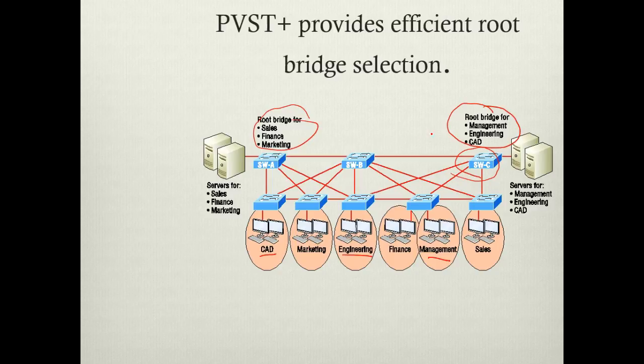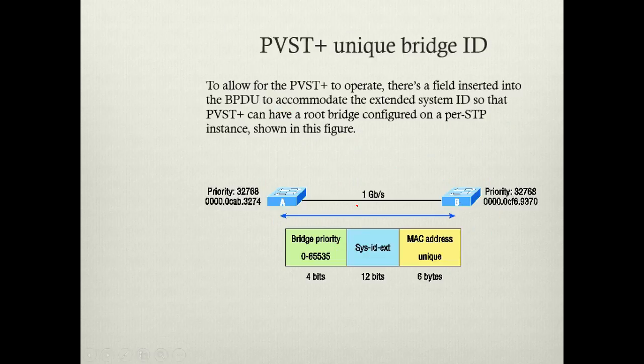Again, we can manage these by changing the priority in the spanning tree system. With per-VLAN, this is what the BPDU is going to look like. Remember, we had 2 bytes on this, and 6 bytes for the MAC. 2 bytes is 16 bits, right? So here we have 16 bits for the bridge priority. The system ID extension is actually going to be the VLAN number, so it's going to associate it with a VLAN.